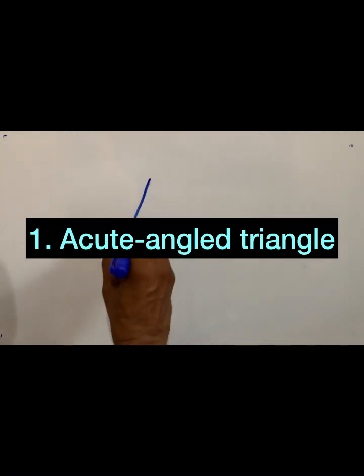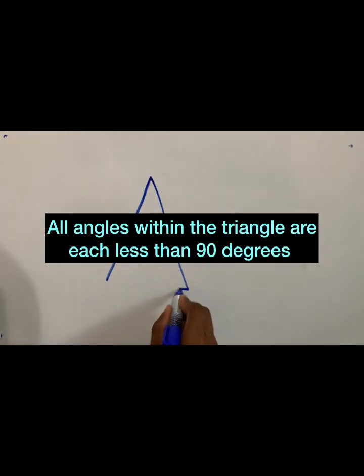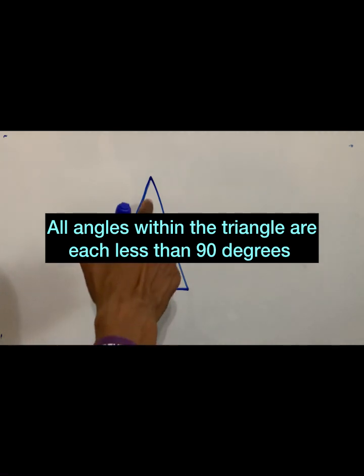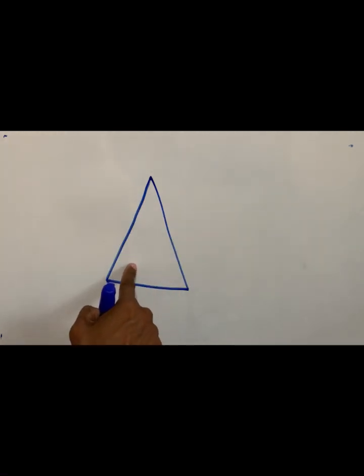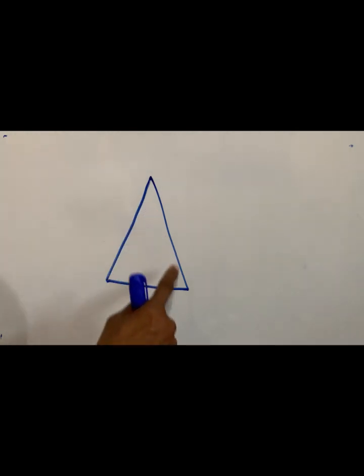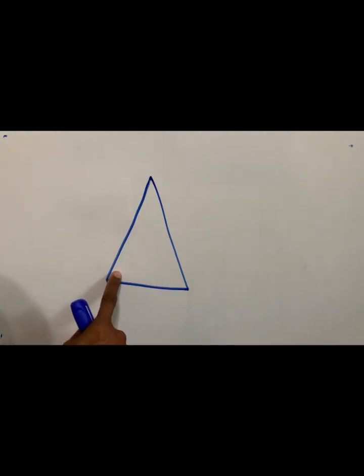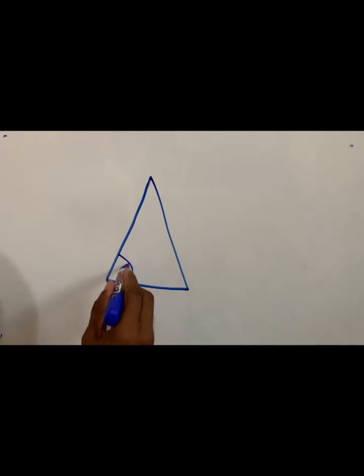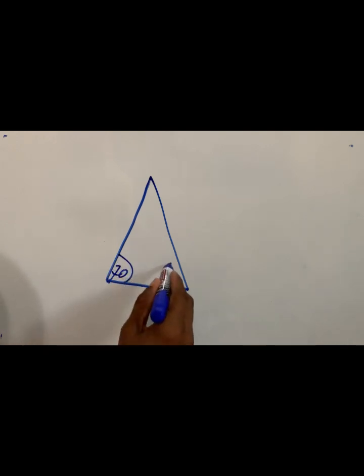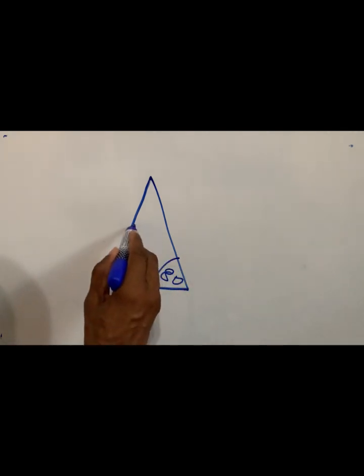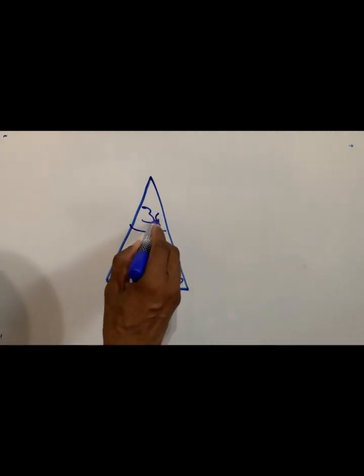Okay, so an acute angle triangle is a triangle where all angles right here are less than 90 degrees. Each of these is less than 90 degrees. All right, so this angle could be 70 degrees. This angle could be, let's say, 80 degrees. And then this angle must be 30 degrees.